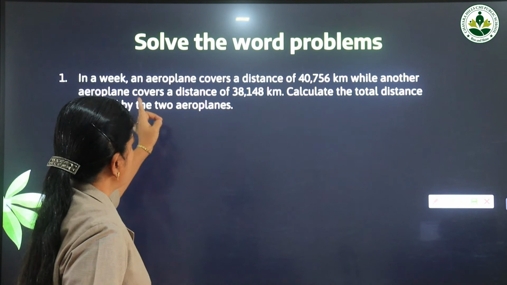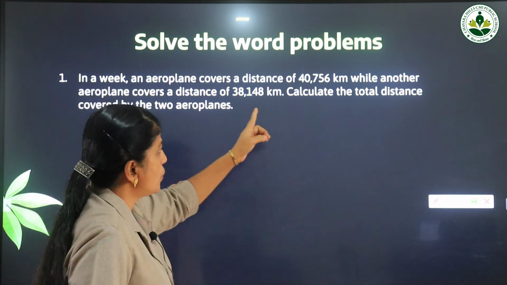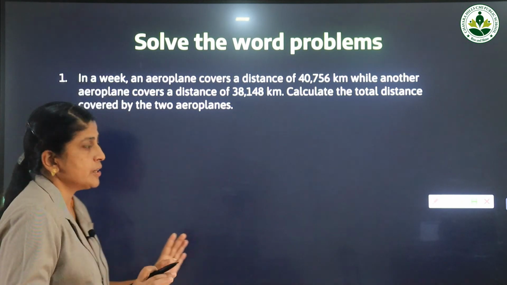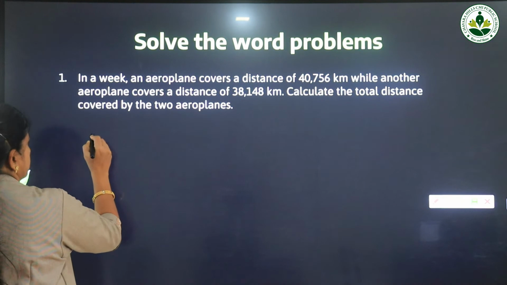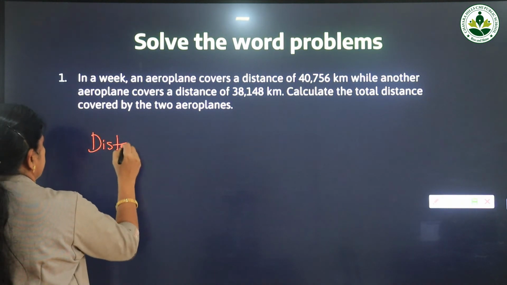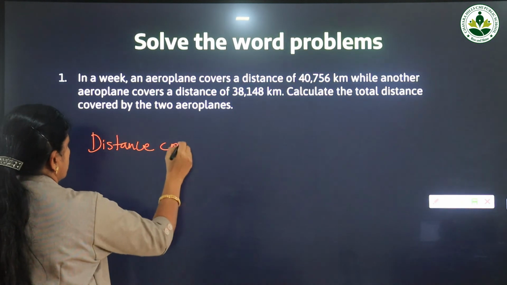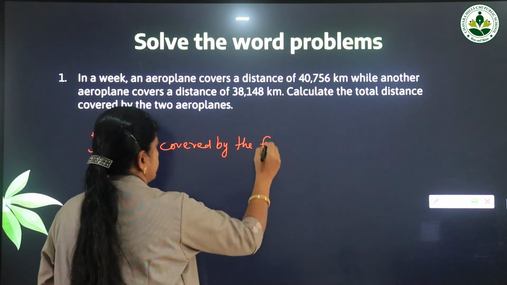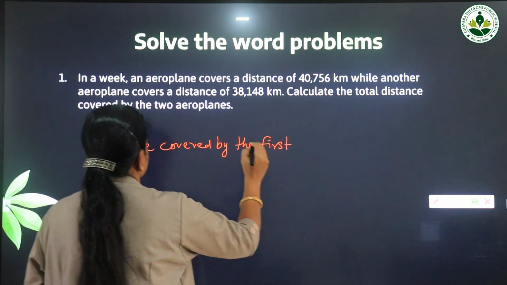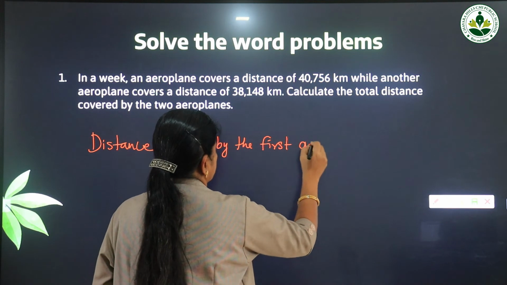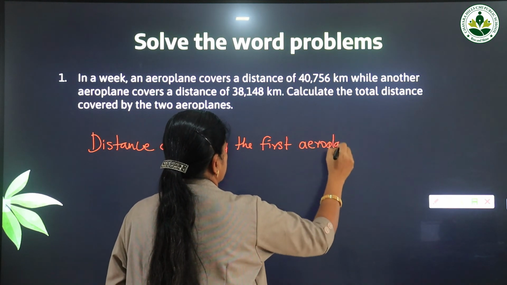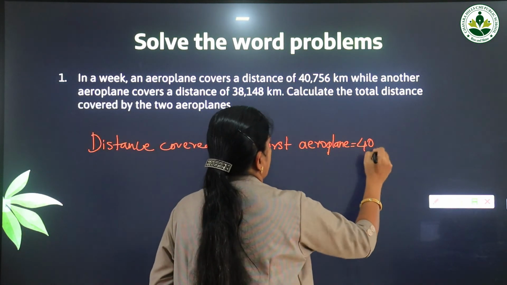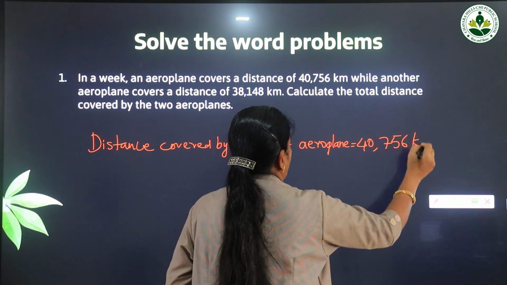The first aeroplane covers a distance of 40,756 km. Therefore, distance covered by the first aeroplane. What is the distance? 40,756 km.